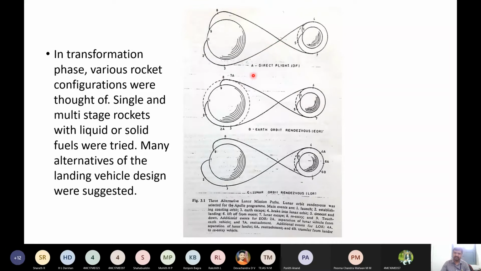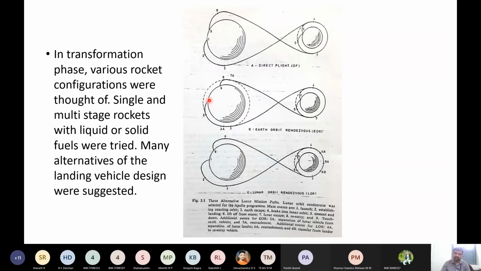Then they tried to reduce the weight of the vehicle or the weight of the rocket. So what they thought of was, instead of having a single vehicle or single rocket, we can have a multi-stage rocket, or we can have 2 separate vehicles for the lunar surface, for the Earth orbit and for the lunar orbit. So they thought about having separate vehicles for Earth and for moon.